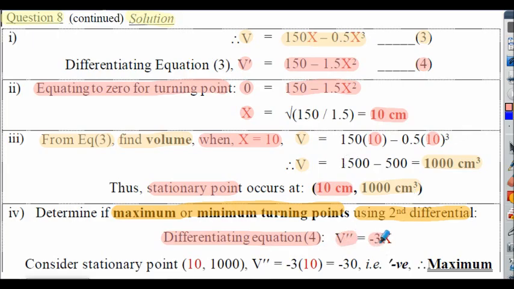That gives us negative 3x. For our stationary point, x is equal to 10, so we can see that's a negative value from the second differential. So negative value relates to a maximum.